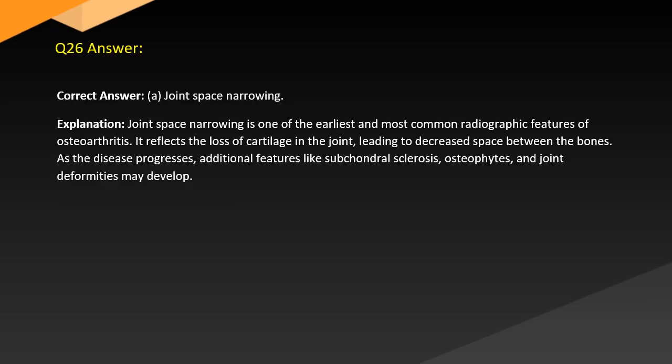Answer. Correct answer: A. Joint space narrowing. Explanation: Joint space narrowing is one of the earliest and most common radiographic features of osteoarthritis. It reflects the loss of cartilage in the joint, leading to decreased space between the bones as the disease progresses. Additional features like subchondral sclerosis, osteophytes, and joint deformities may develop.